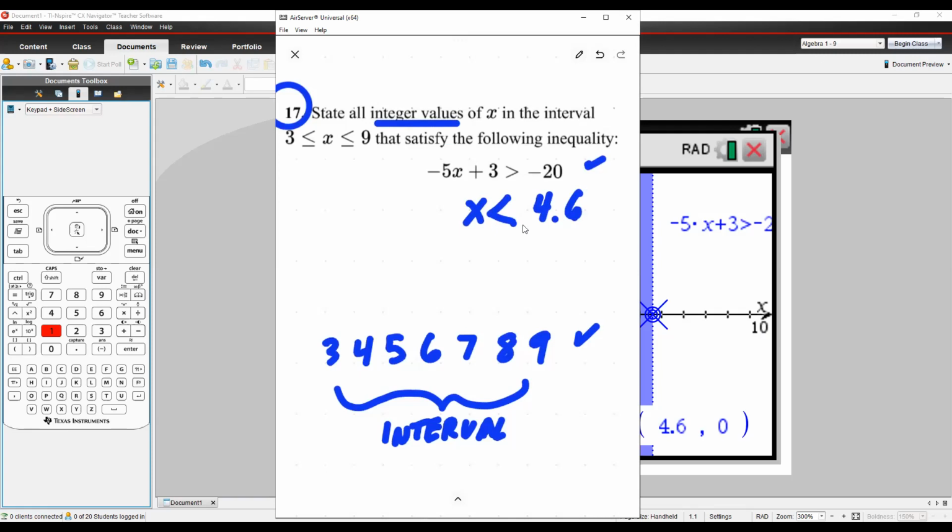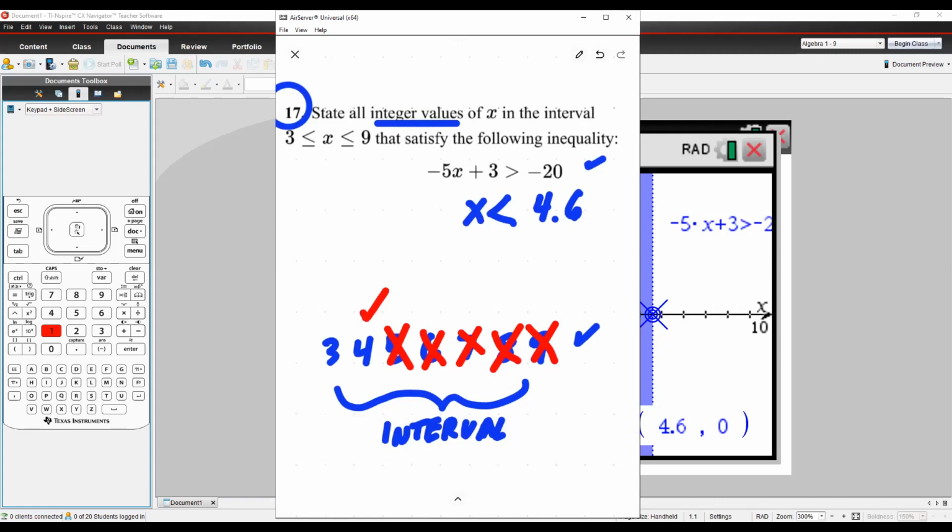Now I'm going to change the color here. Is 9 less than 4.6? No. Is 8 less than 4.6? Absolutely not. Is 7 less than 4.6? Nope. Is 6 less than 4.6? Nope. Is 5 less than 4.6? Nope, it's close, but it's not. It's greater than 4.6. And then is 4 less than 4.6?